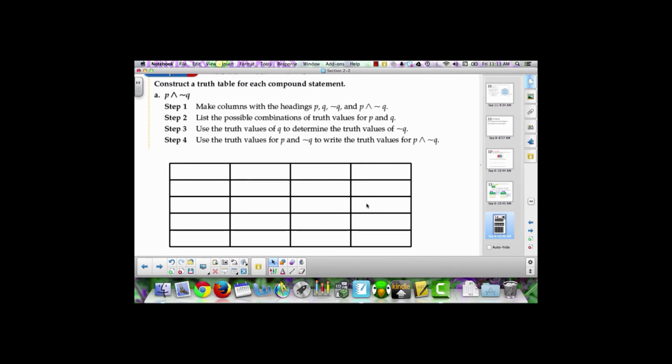I'm going to explain to you how to make a truth table. If I'm going to make a truth table for P and not Q, I need to make my headings first. I always start with the two or more statements that make up my truth table. Since I have P and Q here, I'm going to put those in my headings. But I notice that I need not Q, so I'm going to put that in my heading. And then finally, I will want the truth value of it all put together, P and not Q.